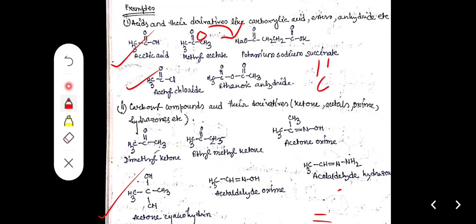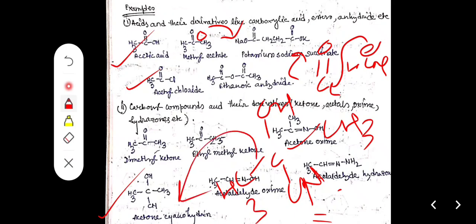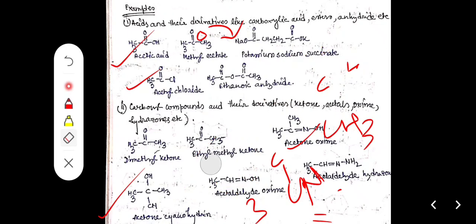If CN is there and HCN is attacked, CN minus can attack, and this should be produced as C(OH)CN. That should be termed as cyanohydrin. As CH3 is there on both sides, and that should be derived from acetone, we can say acetone cyanohydrin. Now the question is, can HCN attack?